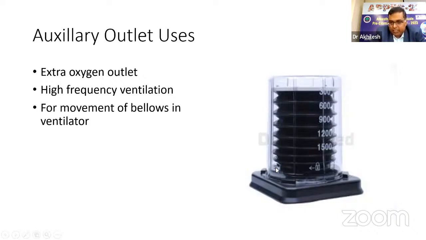Let's see. There are small holes here outside the bellows. So suppose you target a tidal volume of 500 ml. So 500 ml of oxygen will come out from these holes and press these bellows. And inside of these bellows is the anesthetic mixture. So that much amount of gas will go from the common gas outlet to the patient. So the important thing is that that much oxygen, 500 ml per breath, is used only to drive the bellows.